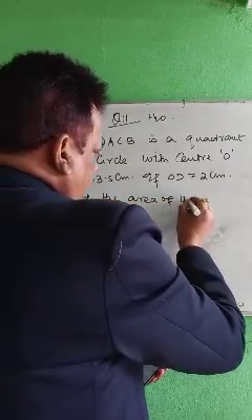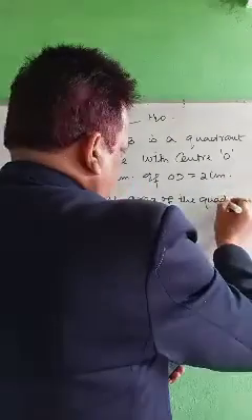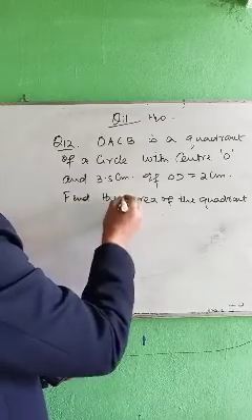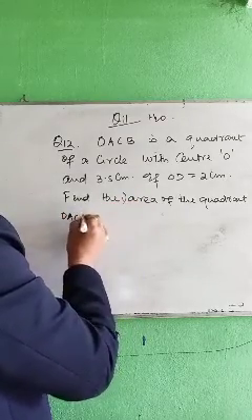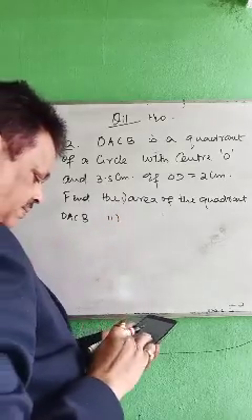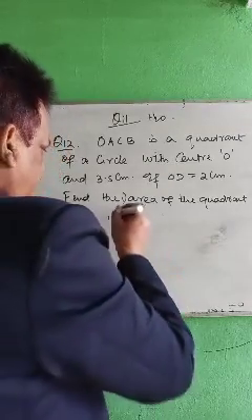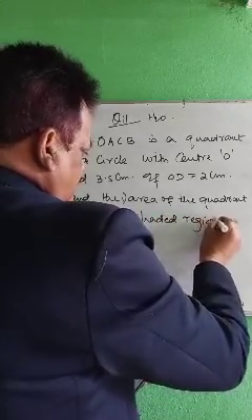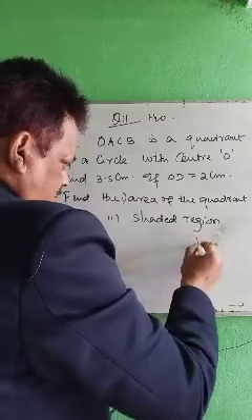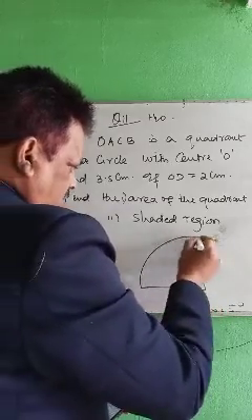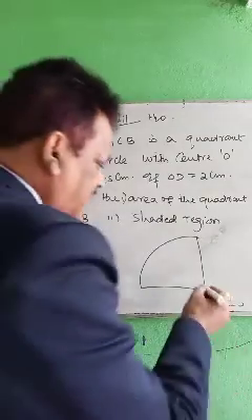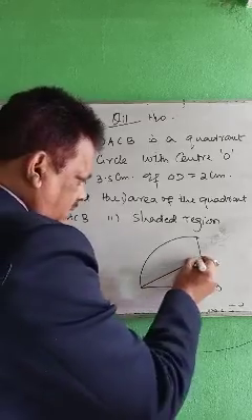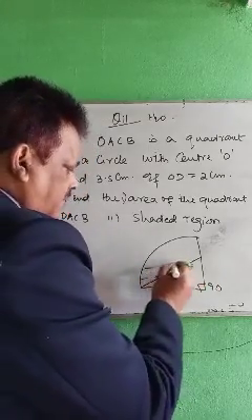Area of the quadrant OACB. Second is shaded region. Try to see. This is a quadrant. Quadrant means 90 degree. Then you are given there is another triangle. This is the shaded part.